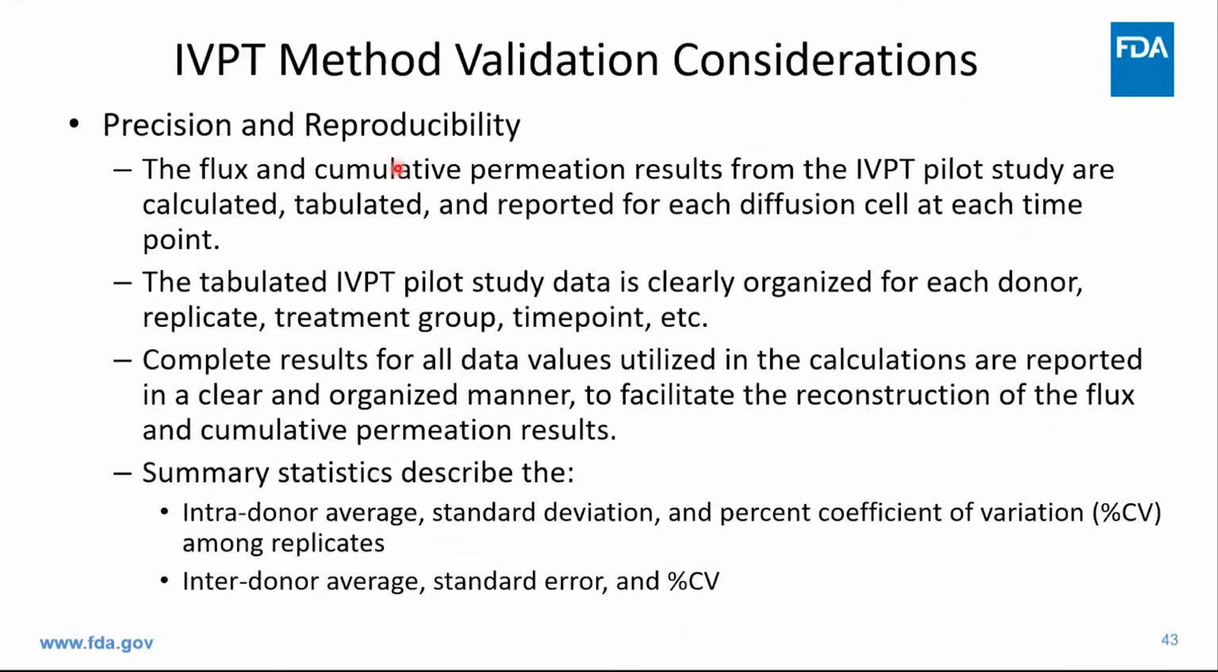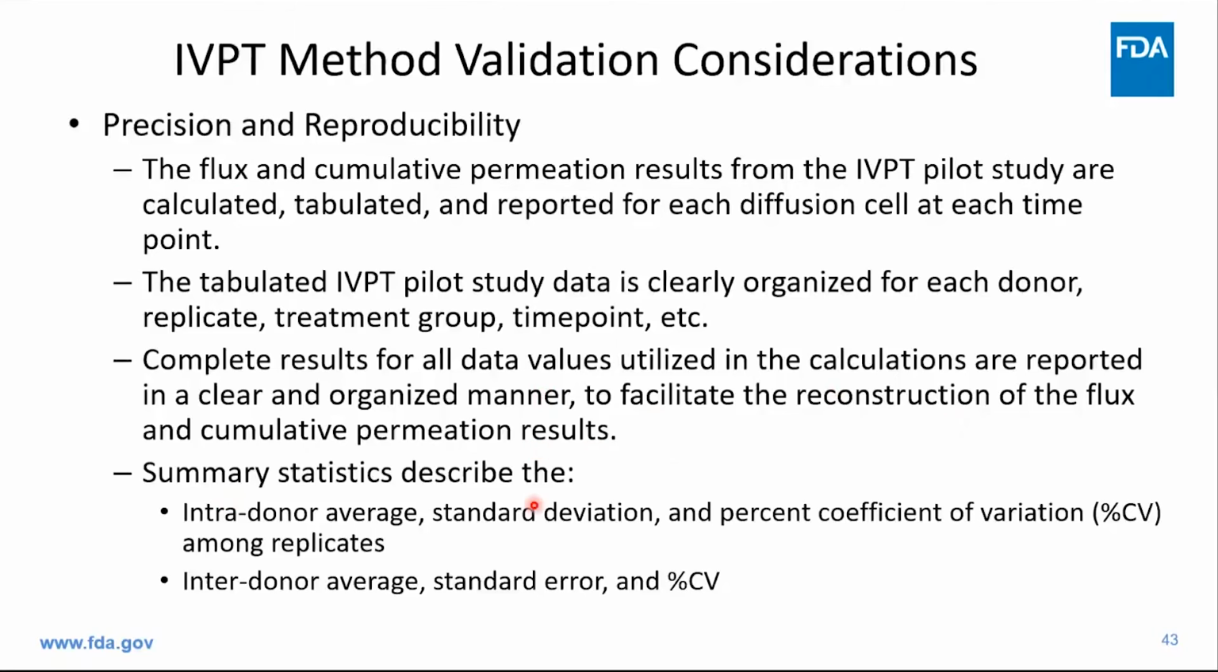In terms of precision and reproducibility as part of the IVPT method validation, this is done by looking at the flux and cumulative permeation results from the IVPT pilot study again. These are calculated and tabulated and reported for each diffusion cell at each time point. The tabulated IVPT pilot data really should be clearly organized for each donor, each replicate, each treatment group, and each time point. You want to have complete results for all the data values utilized in the calculations and report them in a clear and organized manner, because you really want to be able to allow a reviewer to reconstruct those calculations using all the source data elements and to verify those calculations for cumulative permeation results or flux data.